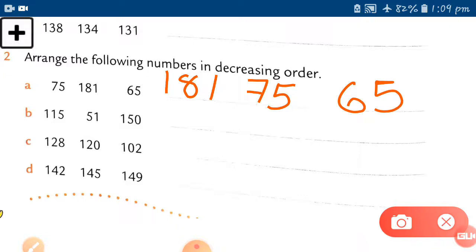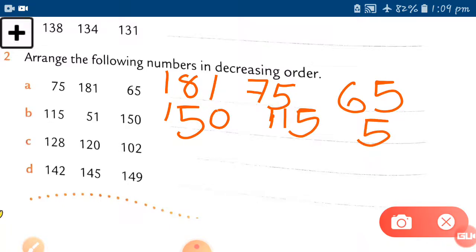Now let's take number B. Here the first big number is 150. This is the greatest number here. Then 115, and at the last 51. So this is the decreasing order. 51 is the smallest number.